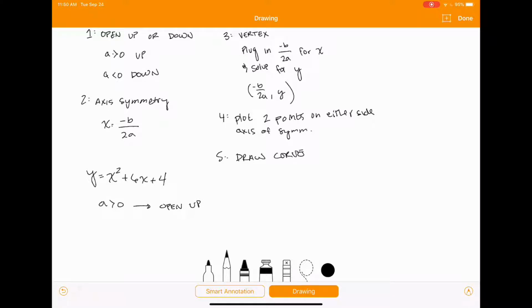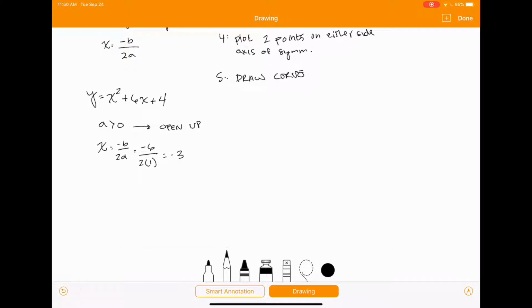And now we want to find our axis of symmetry. So x equals opposite of b over 2a. So the opposite of 6 all over 2 times 1, it's going to be negative 3. So if we're drawing this, over here, we know that x equals -3. This is going to be our axis of symmetry here. So our curve will be symmetric about that line.